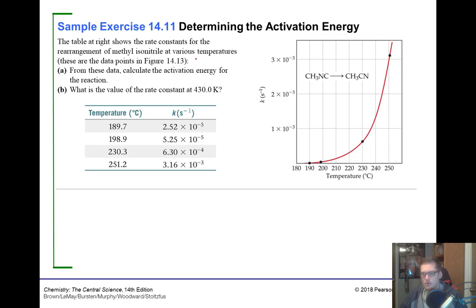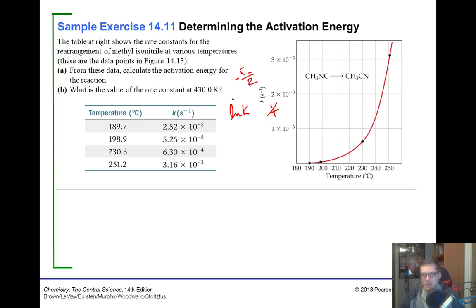In order to get the activation energy, we know that if we graph the natural log of the K value and the inverse temperature, the slope of this graph would be equal to negative EA over R. So if we solve for that, then we can get the activation energy. That's not too bad. It'll be a lot of work.